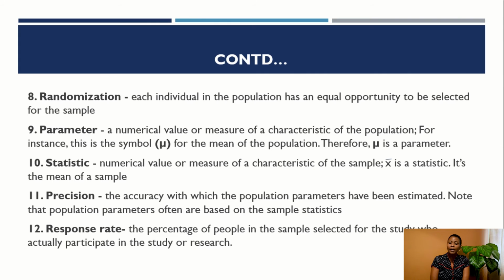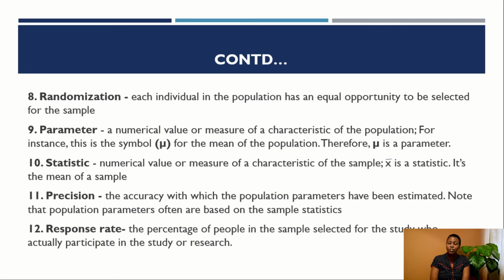Then we define parameter and statistic. Parameter refers to a numerical value or measure of a characteristic of the population. For instance, mu means the mean of the population, and therefore mu is a parameter, whereas a statistic is the numerical value or a measure of a characteristic of the sample. So when we want to calculate the mean of the sample, we use X bar. We do not use mu. So mu is the parameter, whereas X bar is a statistic.